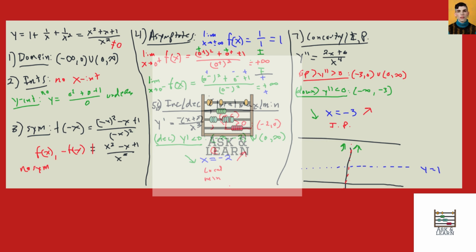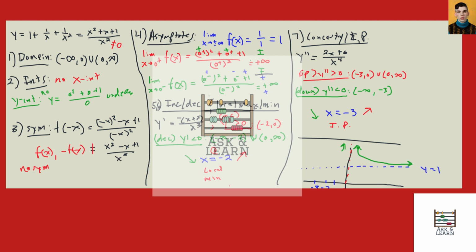Next, we know we're going to have a minimum at x is equal to negative 2. And we're going to have a point of inflection at x is equal to negative 3. So those points are going to be important. So let's go ahead and start to the right of our graph. So to the right of 0, we have no maxes, mins, no inflection points. So we know we just need to approach our horizontal asymptote. And we'll approach it from above.